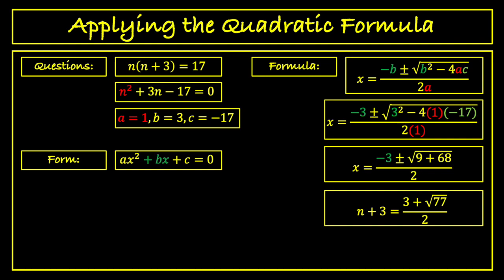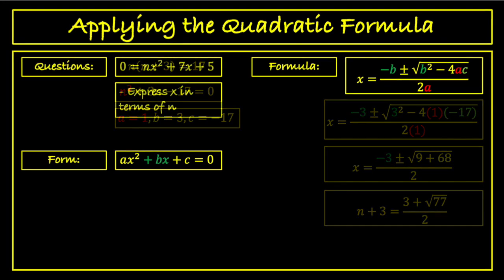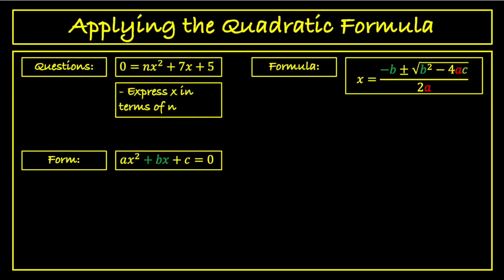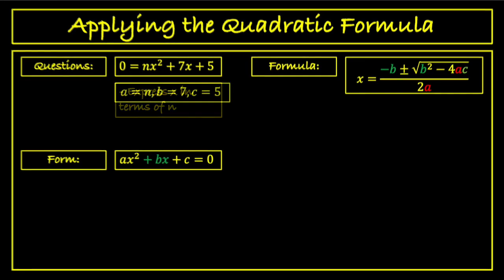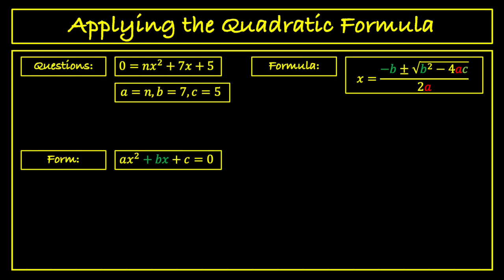Let's walk through one last question. The following equation is given. 0 equals nx squared plus 7x plus 5. Express x in terms of n. We see that a is n, b is 7, and c is 5.